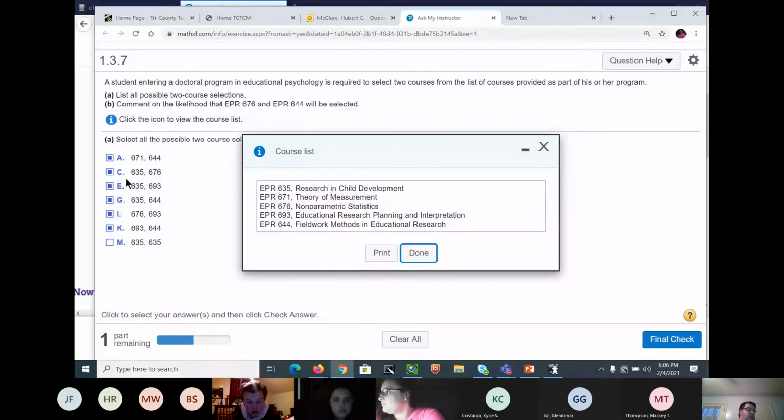I don't like writing all in one color. I like black if I'm going to do that. All right, so 635, 671, 676, 693, and as soon as I get through writing, I'll put my Word document up, 644. And it says, list all possible 2 course combinations.